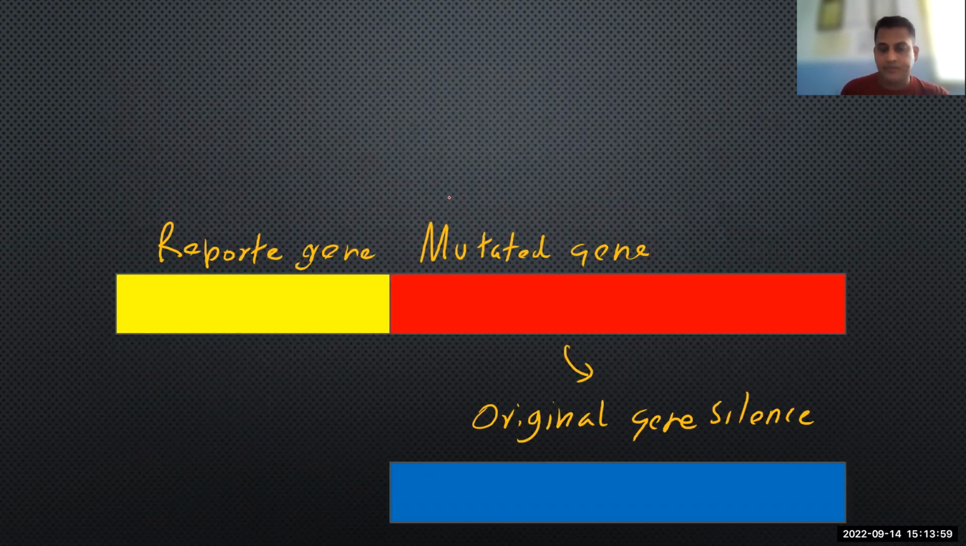Answer is this. The mutated gene is created for the TRPV1 and TRPM8 genes. It doesn't work because it's mutated. And this is coupled to the reporter gene to find expression of the mutated genes. The blue color one is the original gene which is going to be silenced.